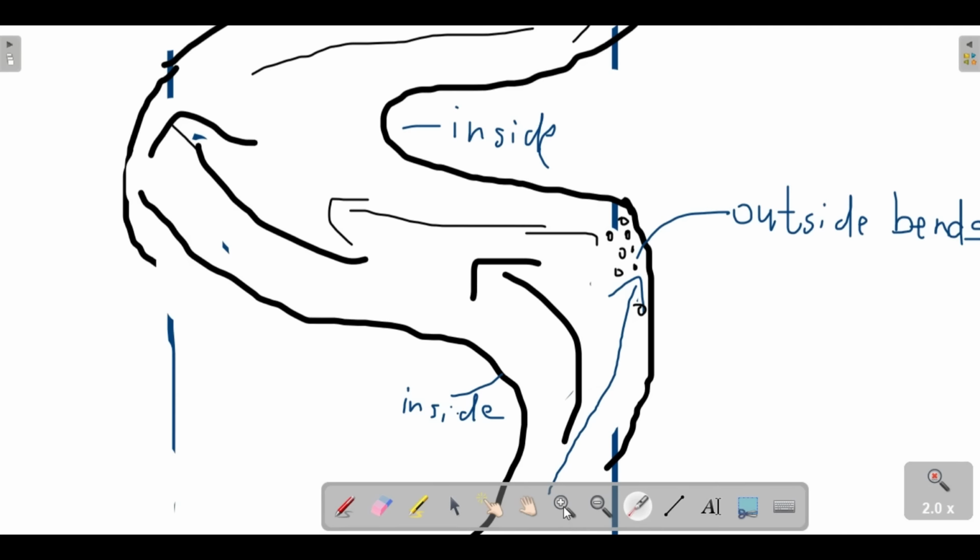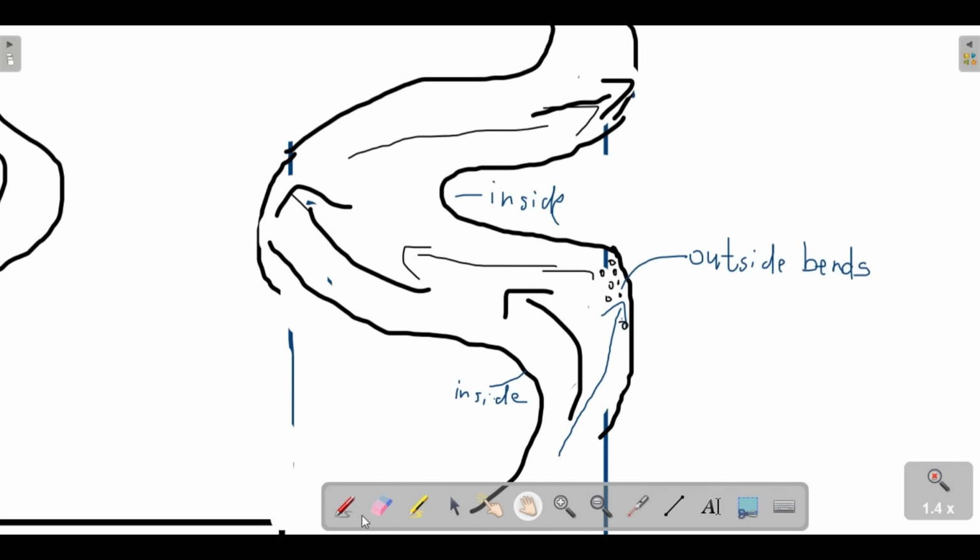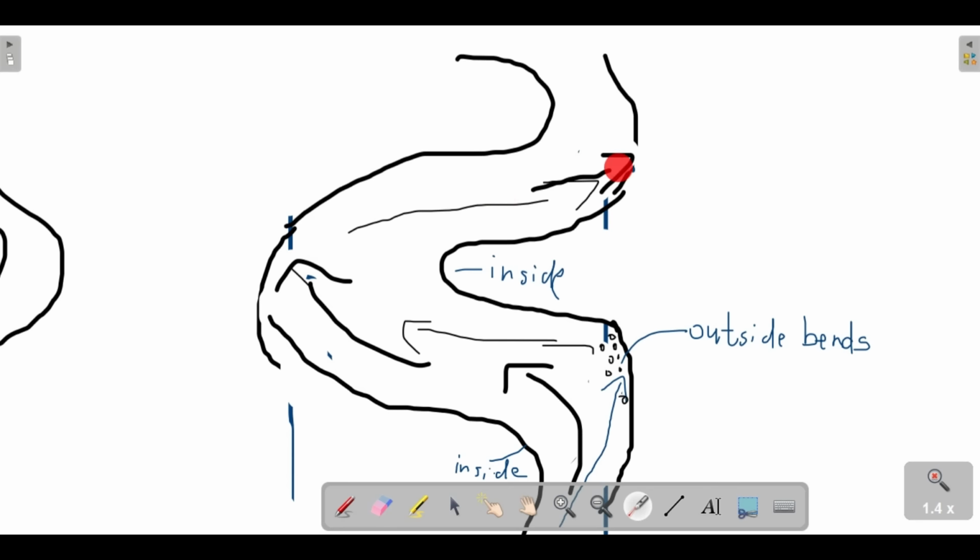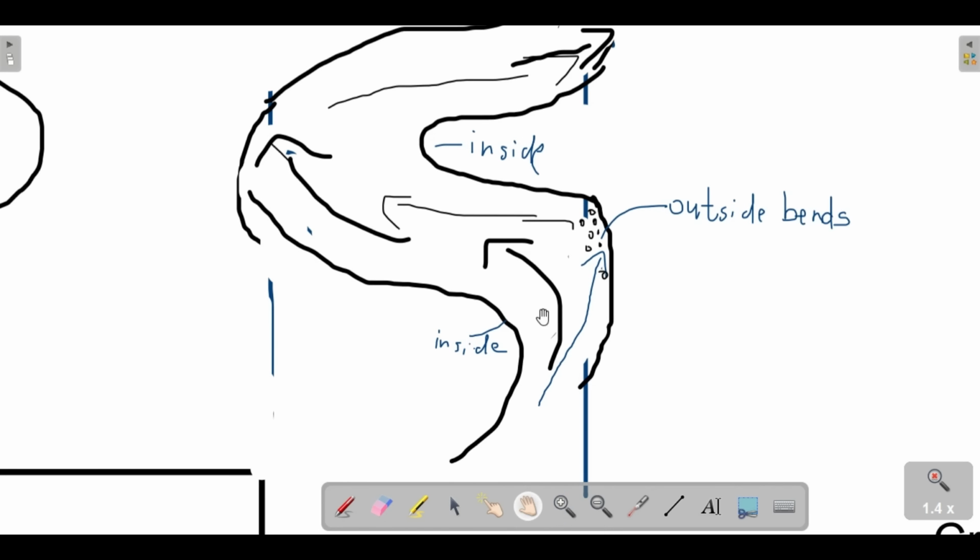So now when water flows, it erodes only one side. That means it will not erode the inside bend, it will erode the outside bend that it collides with, and move on to erode the next outside bend, and hence we see more erosion on this side.